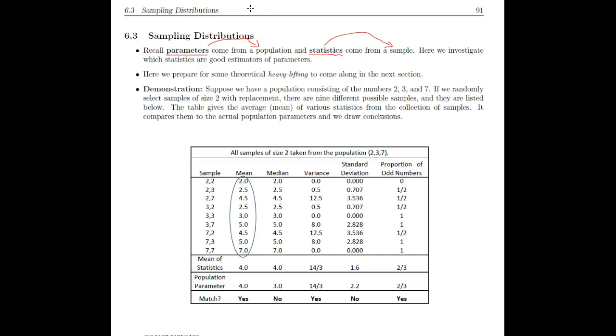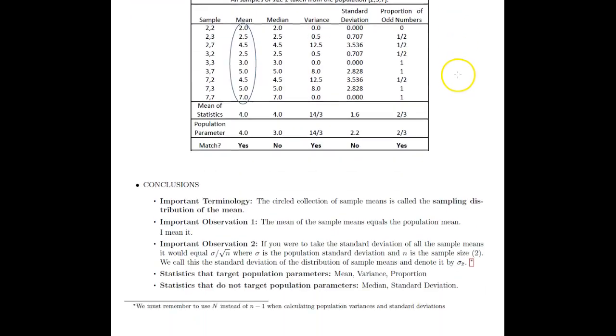So we want to talk about what statistics are good estimators of parameters. Actually, we're not even going to talk about that so much. This section, noted in this bullet point right here, says here we prepare for some theoretical heavy lifting to come along in the next section. I'm going to skip over that stuff actually, and let's just get into the next section, which is all about more about sampling distributions and also the central limit theorem.